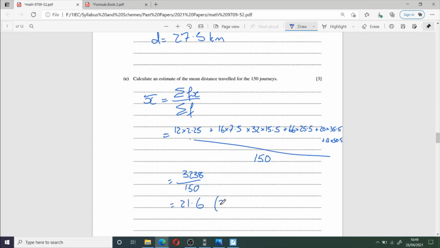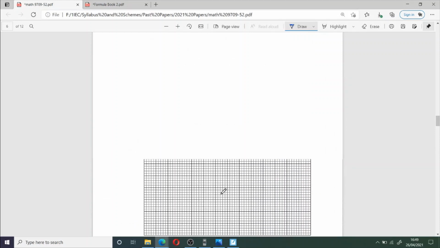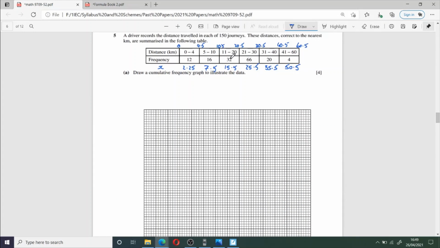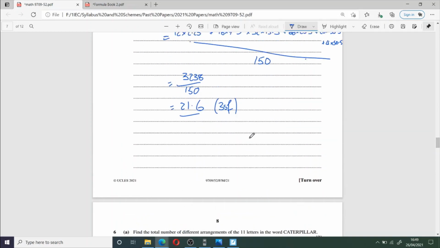21.6 to 3SF. It's always worth double checking you've typed these in correctly in your calculator. It's easy to make a little mistake. Here I'm feeling reasonably confident because 21.6 seems kind of reasonable when looking at the types of numbers we've got here for our distances. Okay, so I'm quite happy with my answer of 21.6.